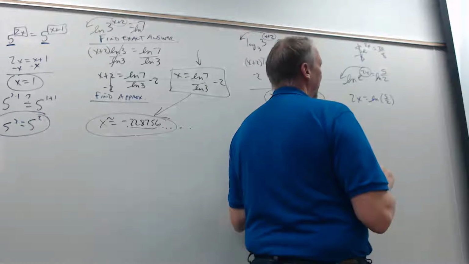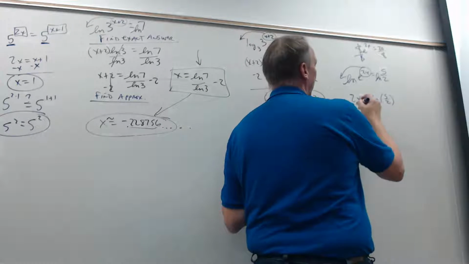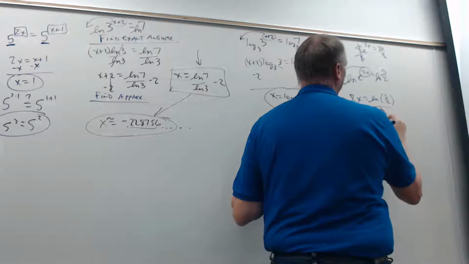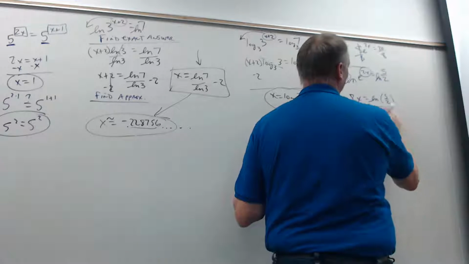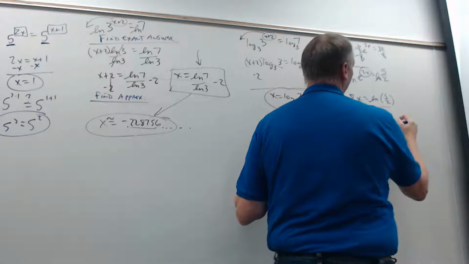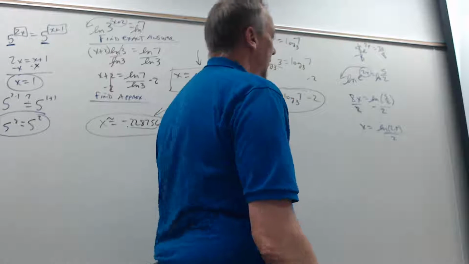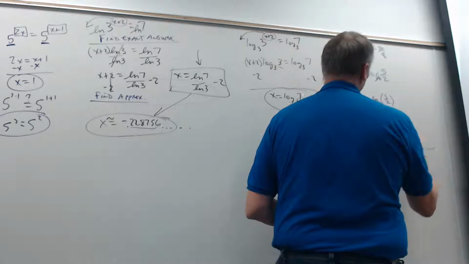Then what? Divide by 2. So x equals the ln, sorry, that was not supposed to cross out. Yeah. 2.5 divided by 2. So that's one possible correct answer.